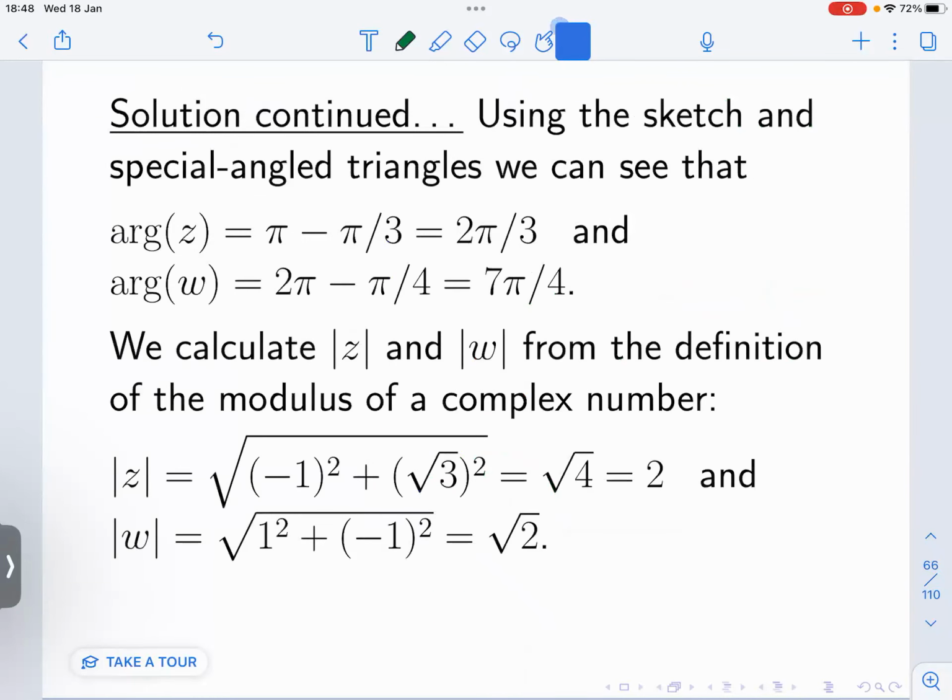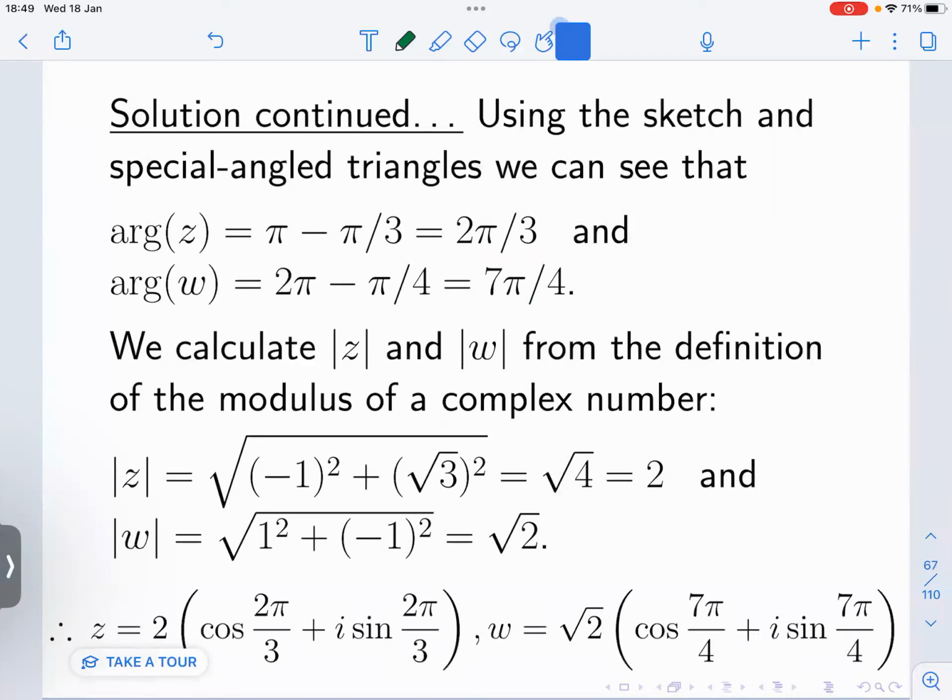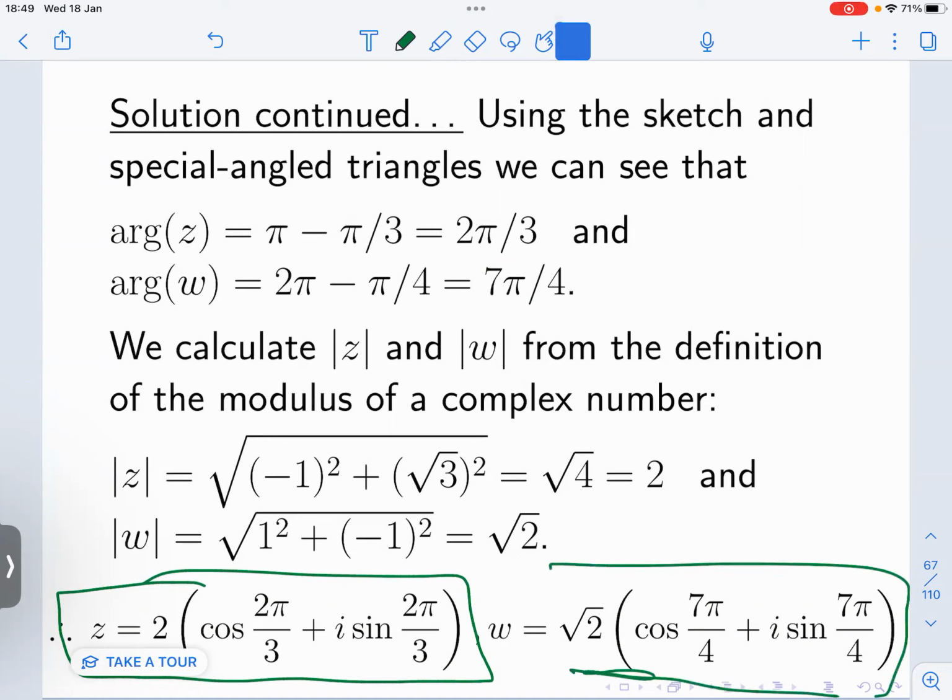Therefore, for z, the argument is 2 pi over 3. For w, the argument is 7 pi over 4. And the modulus is basically the square root of the real part squared plus the imaginary part squared. So for z, our modulus gives us positive 2. And for w, our modulus gives us square root of 2. Therefore, in polar form, we get 2 cos 2 pi over 3 plus i sine 2 pi over 3 for z, and square root 2 times cos 7 pi over 4 plus i sine 7 pi over 4 for w.